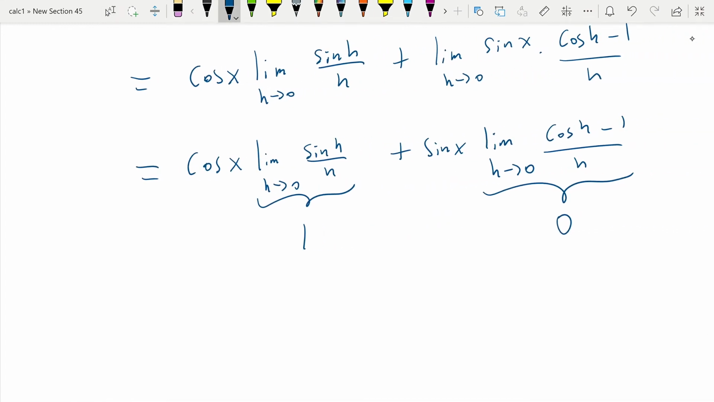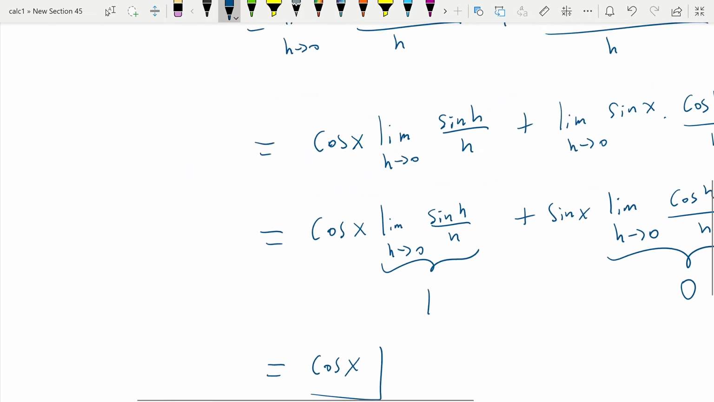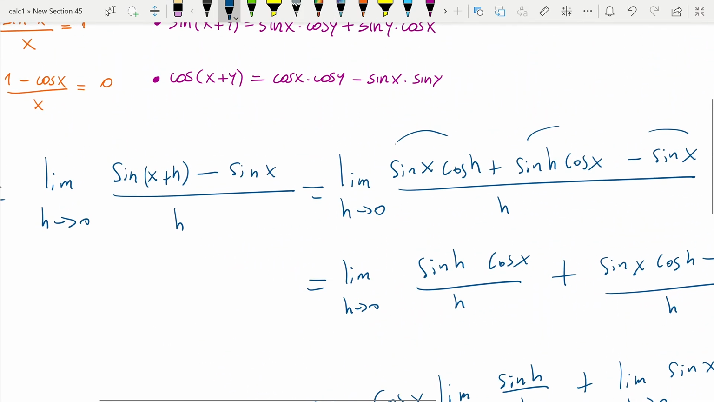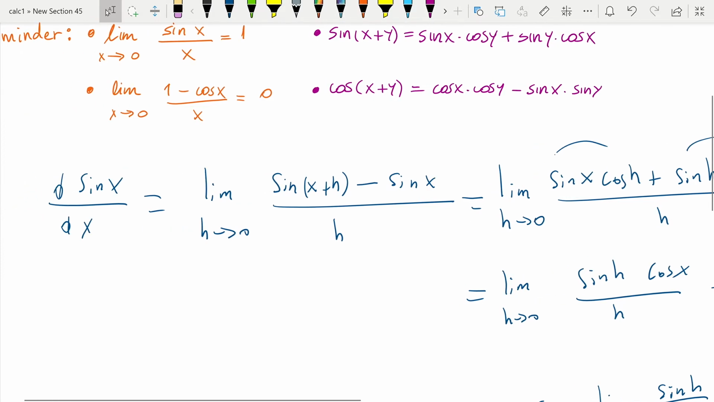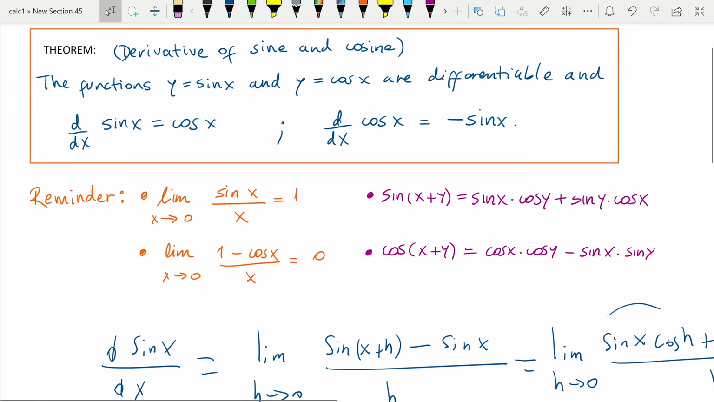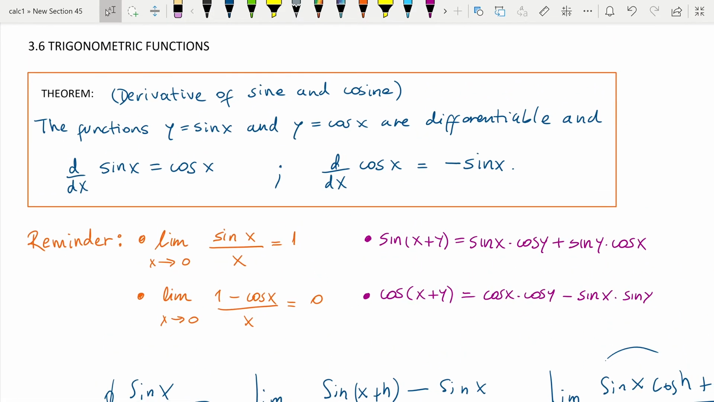Okay, so now finally we can get here that this is equal to cosine of x times 1 plus sine of x times 0, so just cosine of x. So this gives us the derivative of sine, which is the first part. This corresponds to this part here of the theorem.